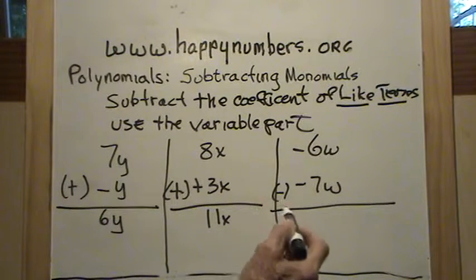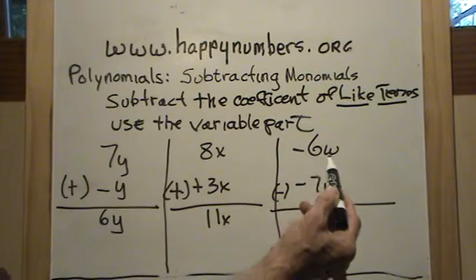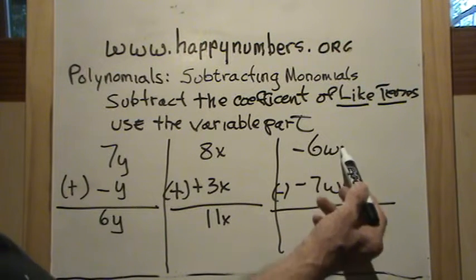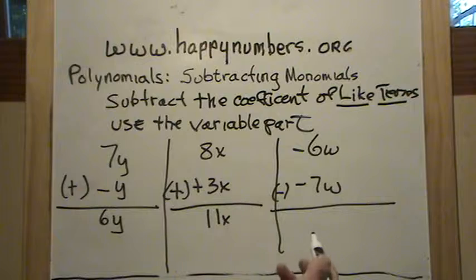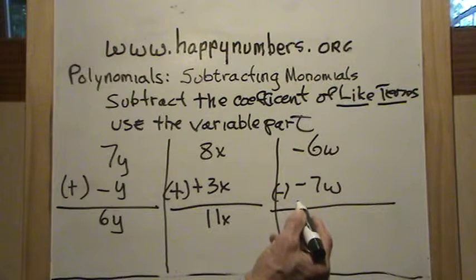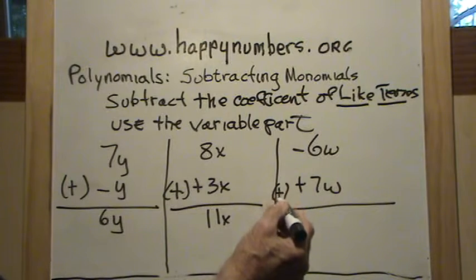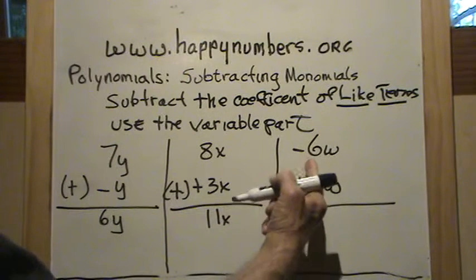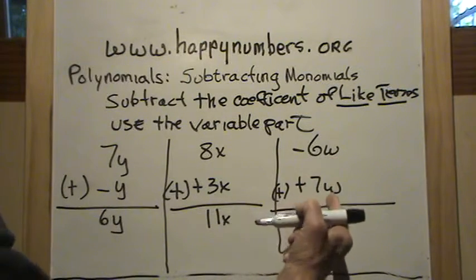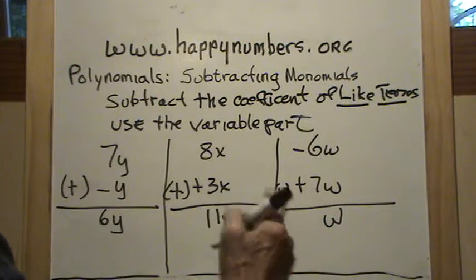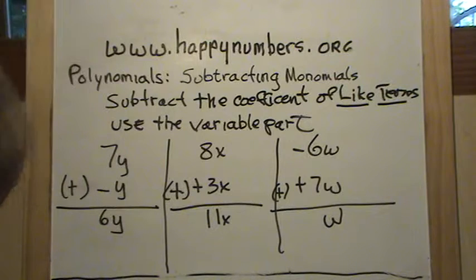Excellent. Here, I have a negative 6w and a negative 7w. These are like terms, their variable parts are the same. So I can combine them. Well, if I'm going to subtract them, I change the sign of the bottom number, make it an addition problem. Negative 6w, positive 7w gives me w, or 1w, but I don't have to write the 1.